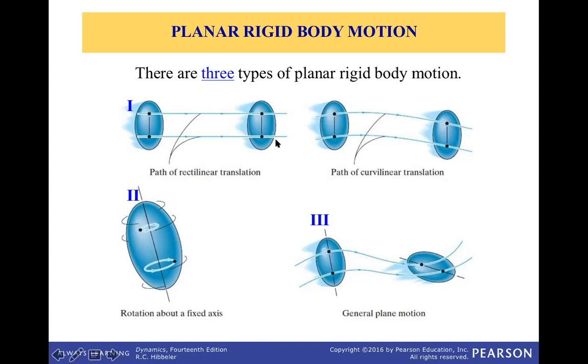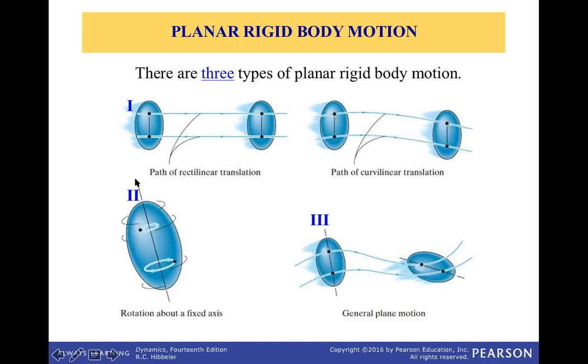Okay, but both are translation motion. So in both scenarios, any point in the body will have the same velocity and acceleration, etc. Similar here, although it's curved, at any given moment these two points will have the same velocity and acceleration. The second type of motion is called rotation about a fixed axis.